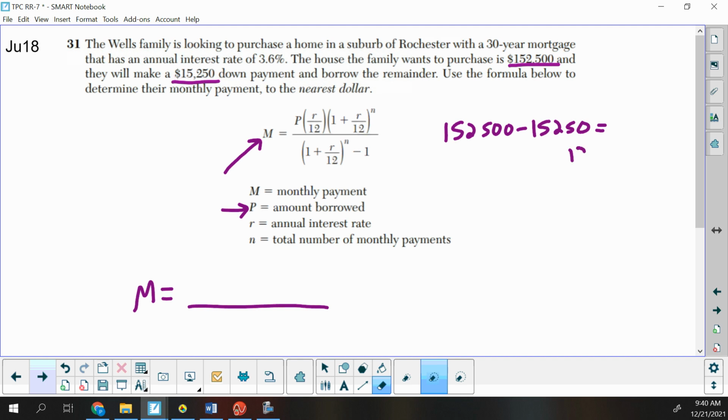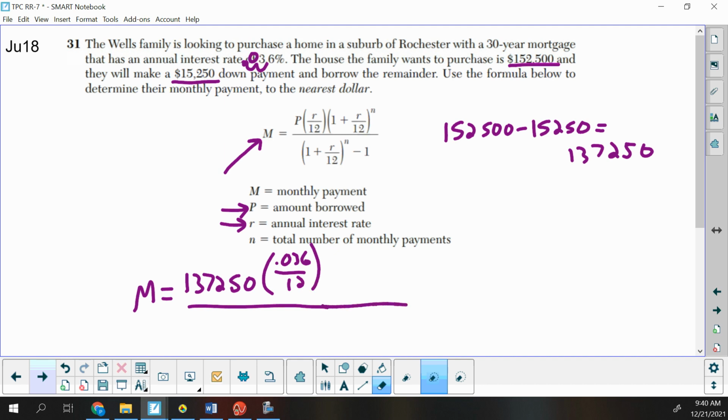And we should get 137,250. So we're going to put that to start out in the P spot. And then we'll do a parenthesis. R is our annual interest rate. But when we put that in, we need to put it in as a decimal. So if you have 3.6%, move it over twice, and that's really 0.036. So I have 0.036 over 12, close parenthesis.